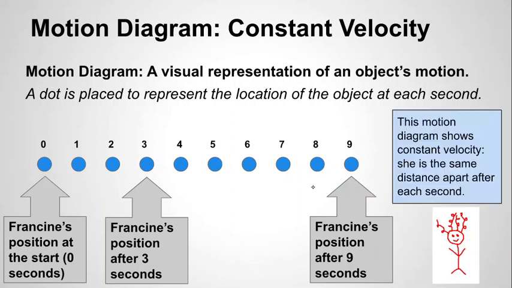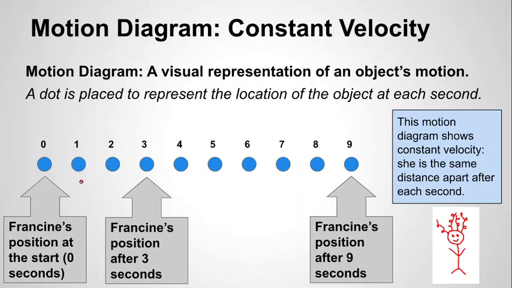What you'll notice about this motion diagram is that it shows a constant velocity. She's the same distance apart after each second. So you can see that she's traveling the same distance between 0 and 1, and between 1 and 2, and between 2 and 3. Now we don't know from this picture how far apart these dots are. We just know the time between them, but we can see that this distance is the same as this distance. So we really are looking at how far they are relative to each other, not an actual measurement, at least on this motion diagram.